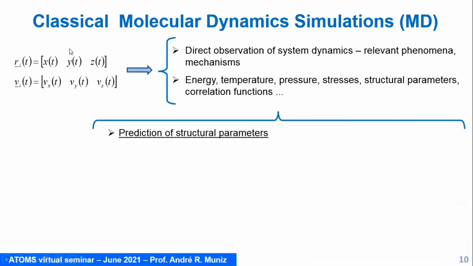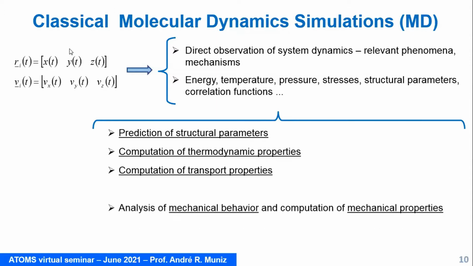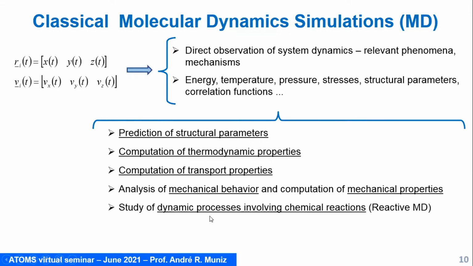And based on that, we can predict structural parameters such as crystalline structure, atomic structure in general of crystalline and amorphous materials, compute their thermodynamic properties, compute transport properties like diffusivities, mobilities, thermal conductivity. We can analyze their mechanical behavior under different kinds of strain. We can apply uniaxial strain, we can apply shear, we can apply isotropic compression and compute the corresponding mechanical properties. We can also study dynamic processes involving chemical reactions with the use of reactive force fields. I'm going to show a little bit about that later, and many others as well.